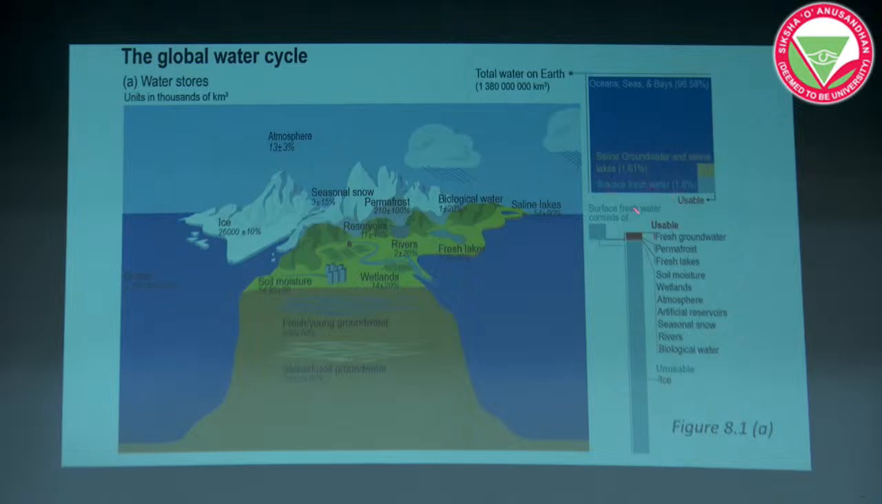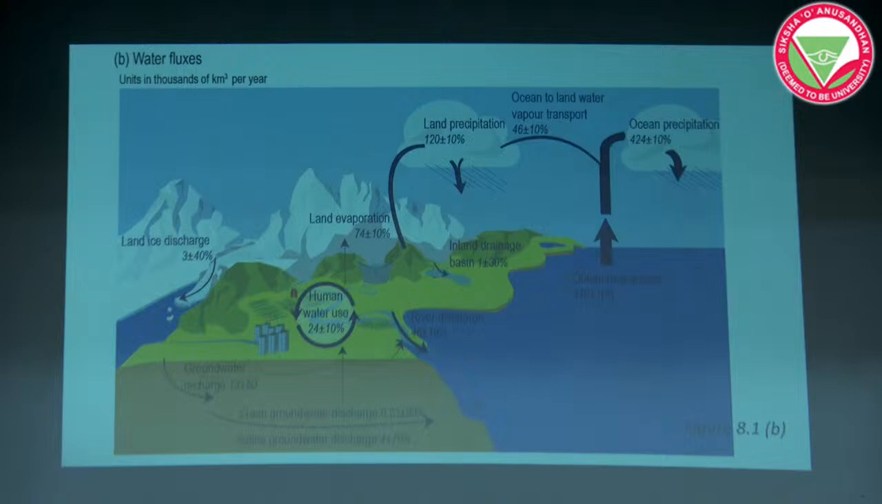But out of the entire surface water, humans cannot access much of it, because it is in the wetlands, fresh lakes, permafrost, biological water. You cannot access them. So what is really available for humans is a very, very small portion of the entire 1.8% of the fresh water. So for our human consumption, it is very limited, a scarce commodity. You have to keep that in mind.